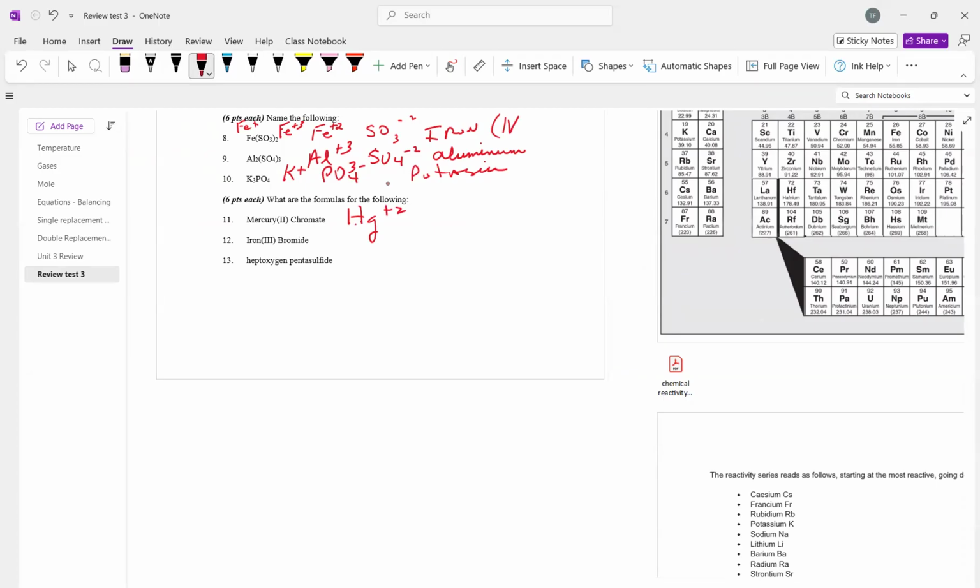Okay, and then we have chromate. Mercury +2 balances the chromate's -2. So the formula is HgCrO4. Parentheses are optional because there's just one of them, but if you want to put it around it, that's fine.